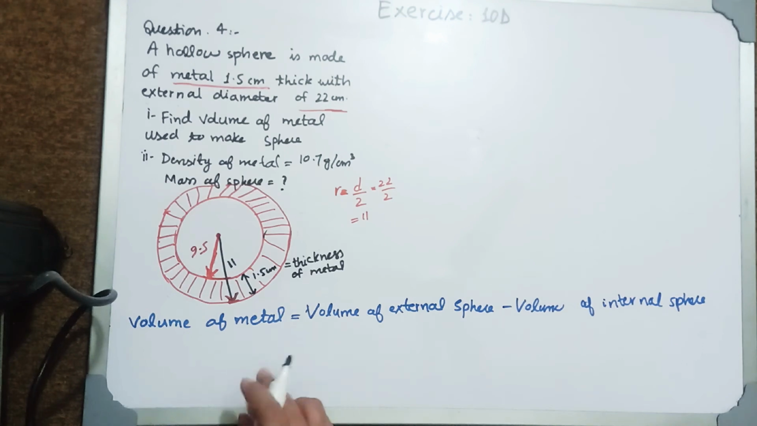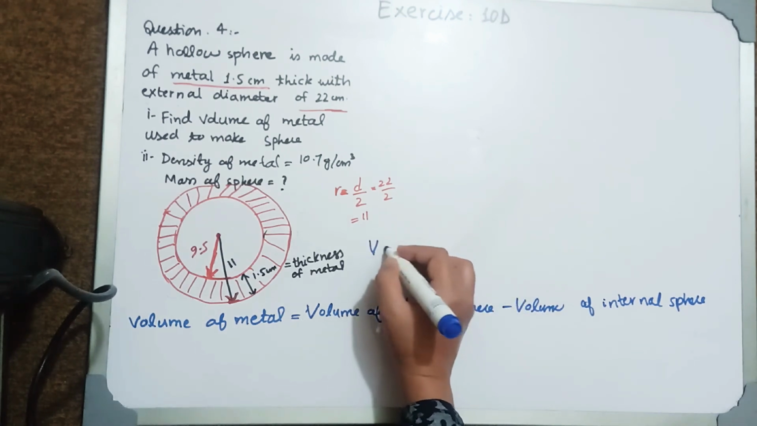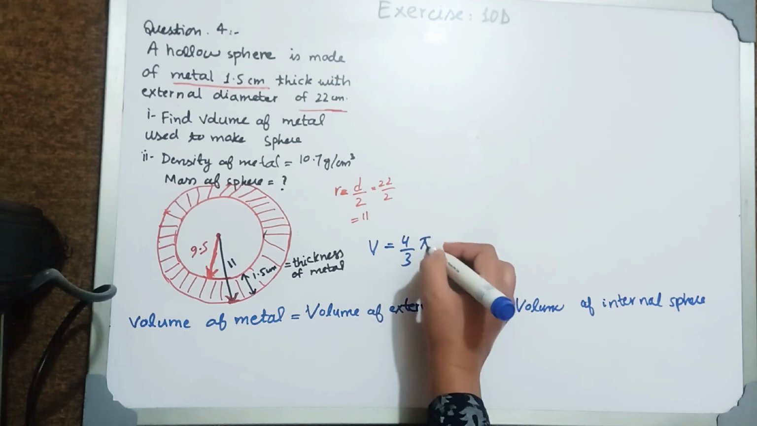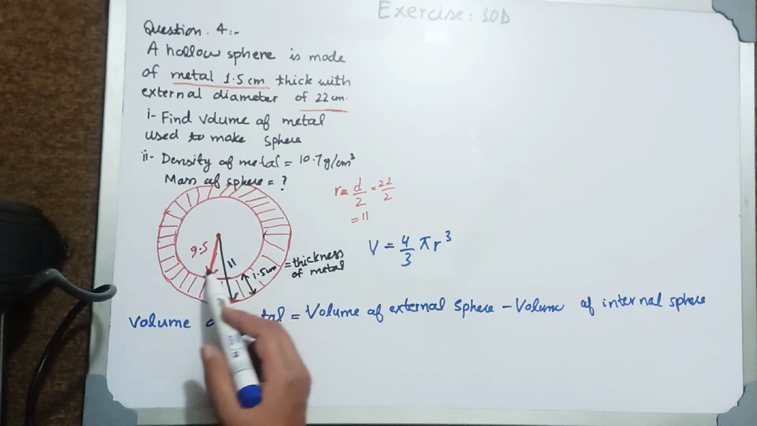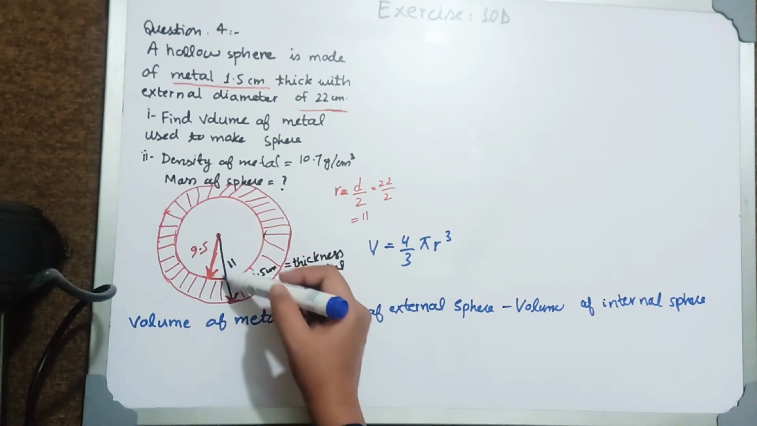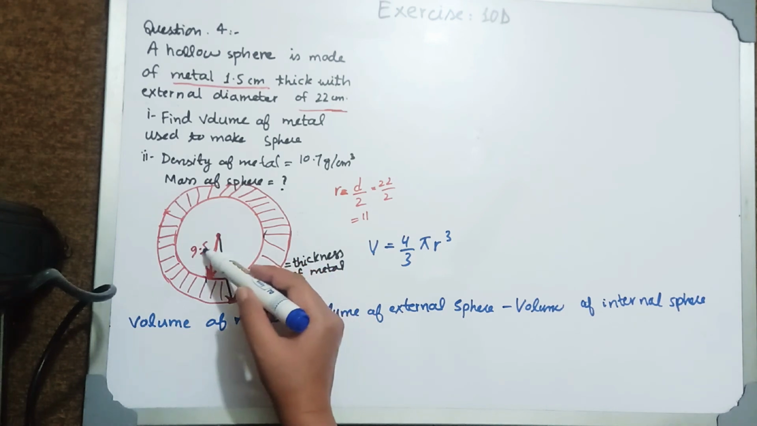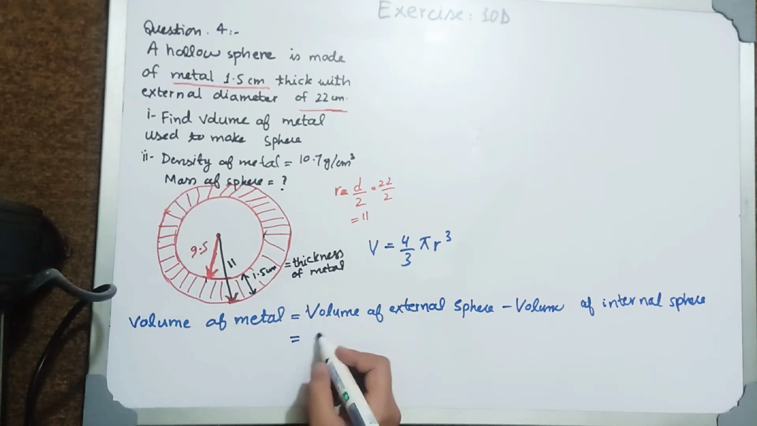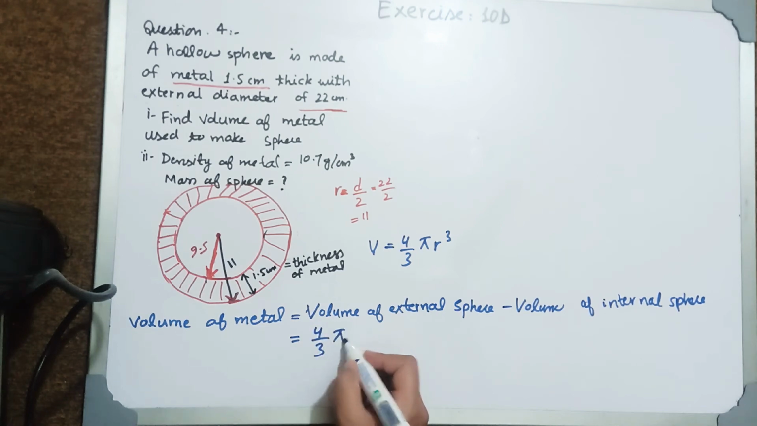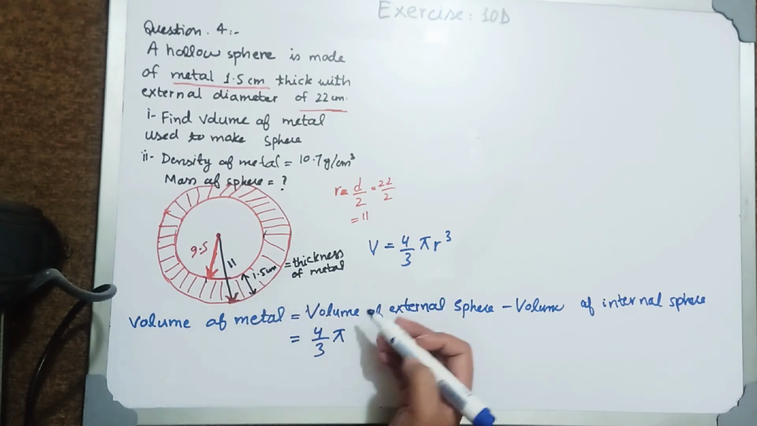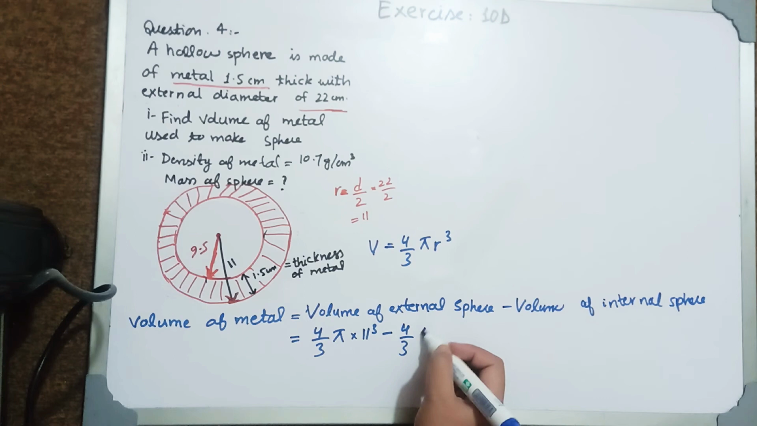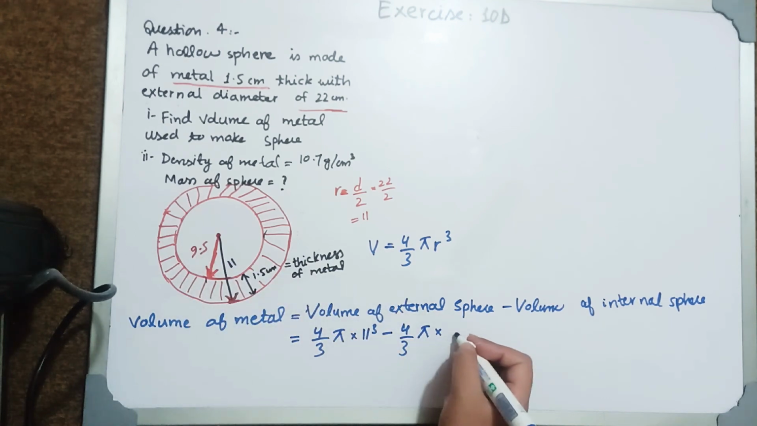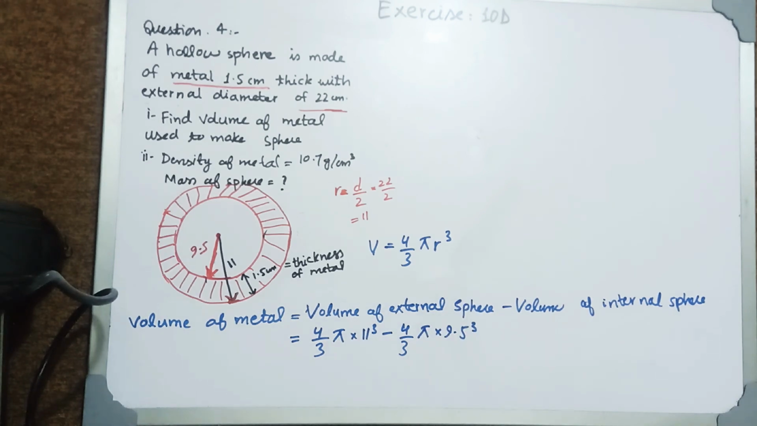Now we know that the formula for volume of sphere, I'm going to write it here, is equal to 4 by 3 pi r cube, where we know the value of pi, and r is the radius that we know for both spheres. We know that the radius for the external sphere is 11 and for the internal sphere it's 9.5. So I'm going to write here the values: 4 by 3 pi, radius for the external sphere is 11, so I'll take the cube of 11, minus 4 by 3 into pi into 9.5 cube.